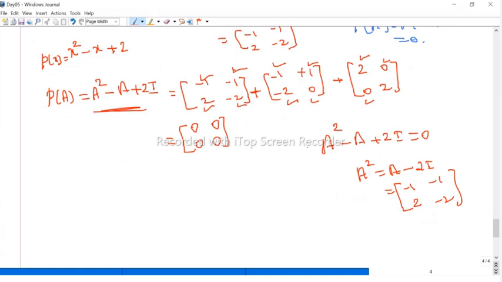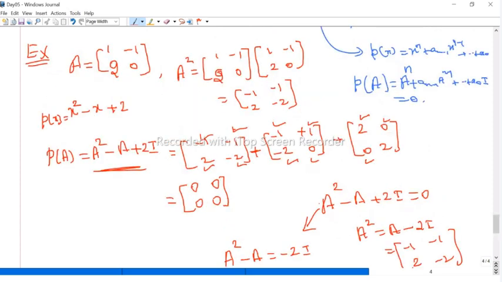Okay, so how to find the inverse from here? A square minus A, you can take 2y to that side, we get minus 2y. From these two, taking A outside, we get A times (A minus identity matrix) equal to minus 2y. Now, the determinant of the matrix is nothing but the constant term of the characteristic polynomial. The determinant is non-zero, therefore the inverse exists.